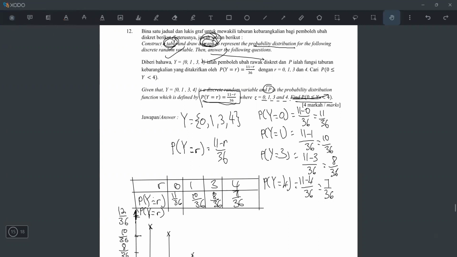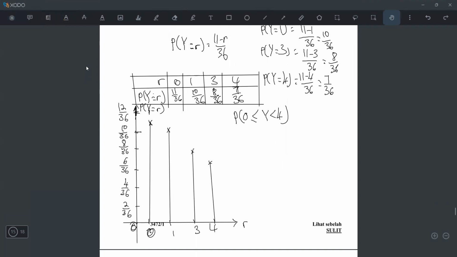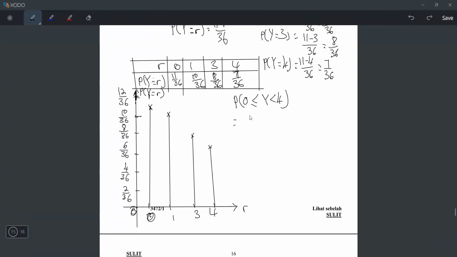So the question asks for what? Find this one, right? Find P(0 < Y < 4). This is the symbol for in between. So how to find in between? If I want the in between here, it means I have to take P(X=0) plus P(X=1) plus P(X=...), okay, 2 is not here because they already mentioned 2 is not one of the possibilities. So just plus with 3, then finish already.